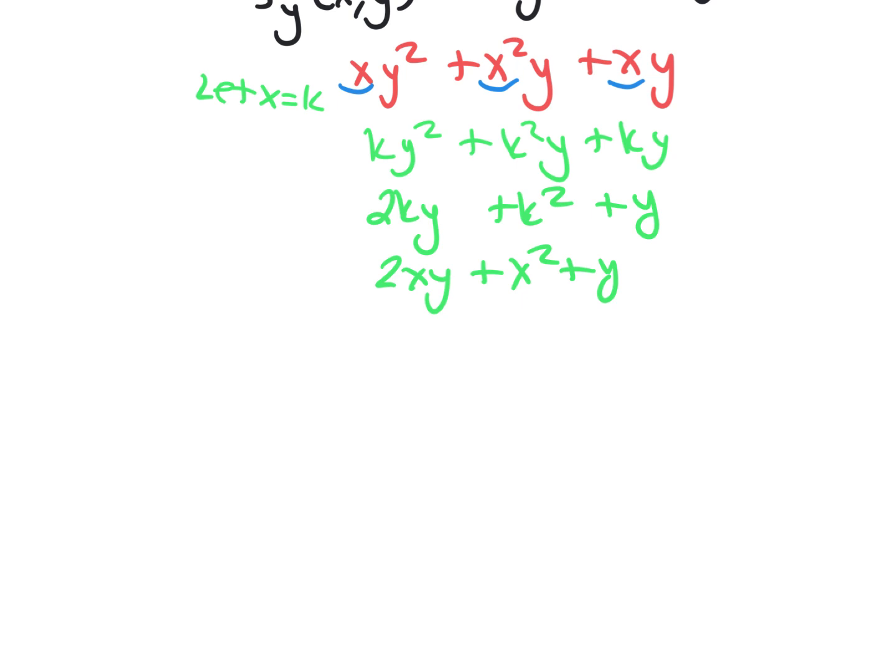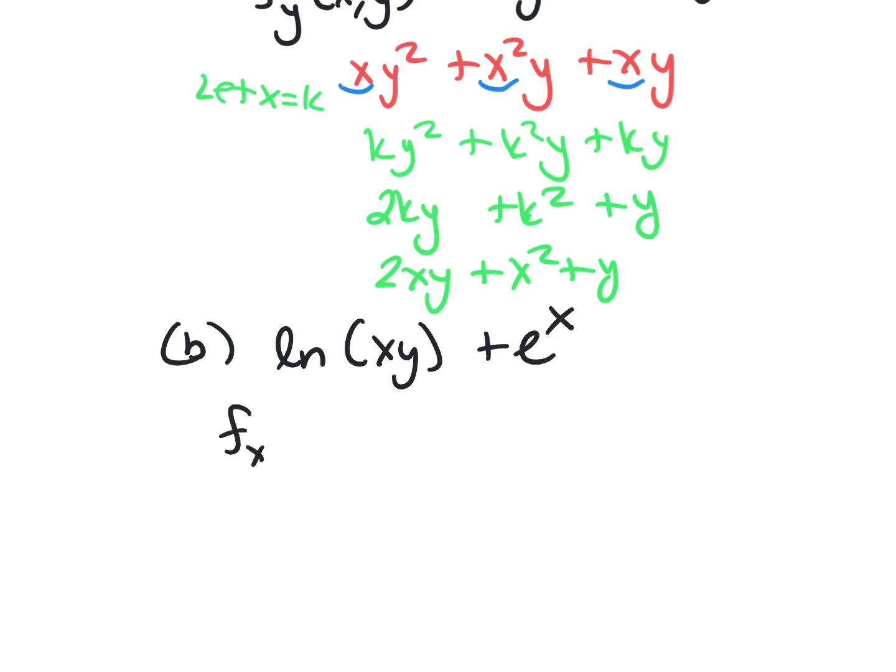Okay, they're just so detailed. B, natural log of xy plus e to the x. So the first one we're going to do is we're treating x as a variable. The derivative of natural log is 1 over whatever's inside, times the derivative of the inside. But think of y like just as k.